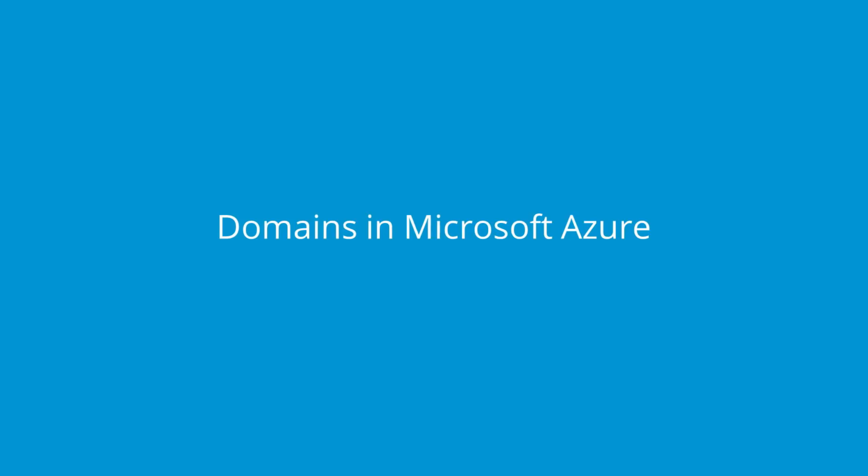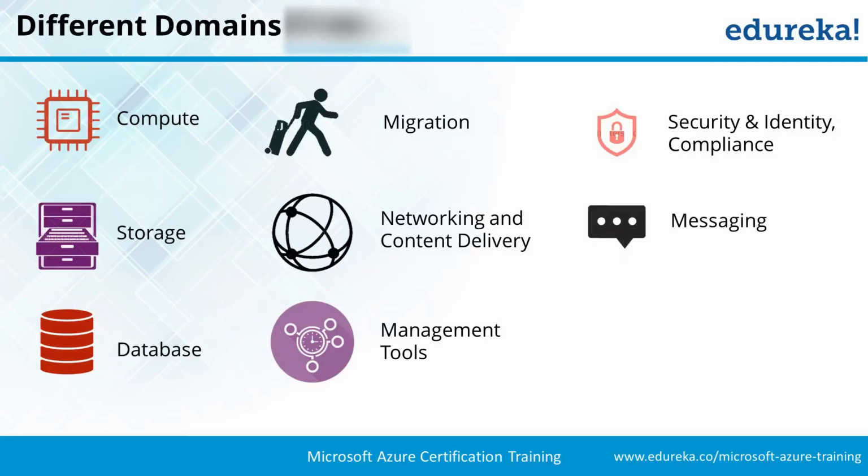Now when you talk about different domains in Azure, we talk about compute, storage, networking and content delivery, CDNs, and migration, helping people to move to the cloud. Then we talk about security and identity compliance. In here, we talk about Active Directory as a service. How do you use Active Directory as a service and integrate that with Office 365? So these are the examples. We talk about messaging, which is notification.